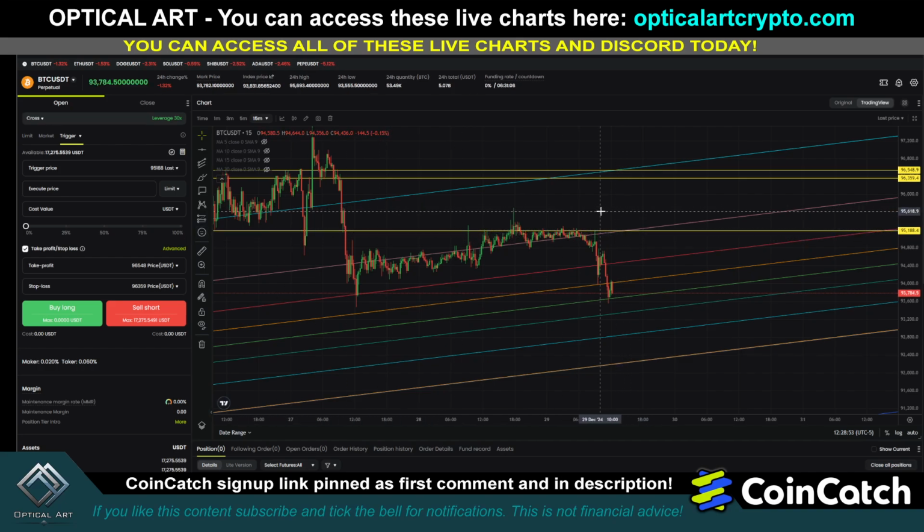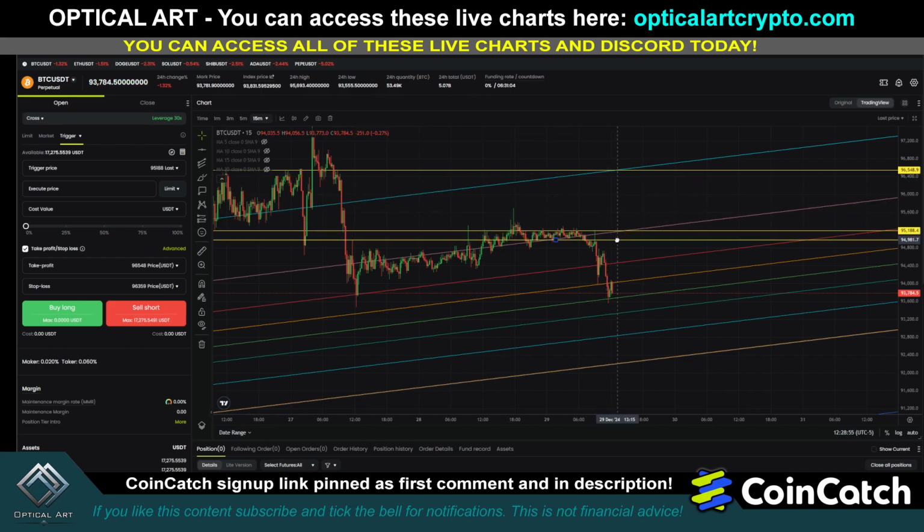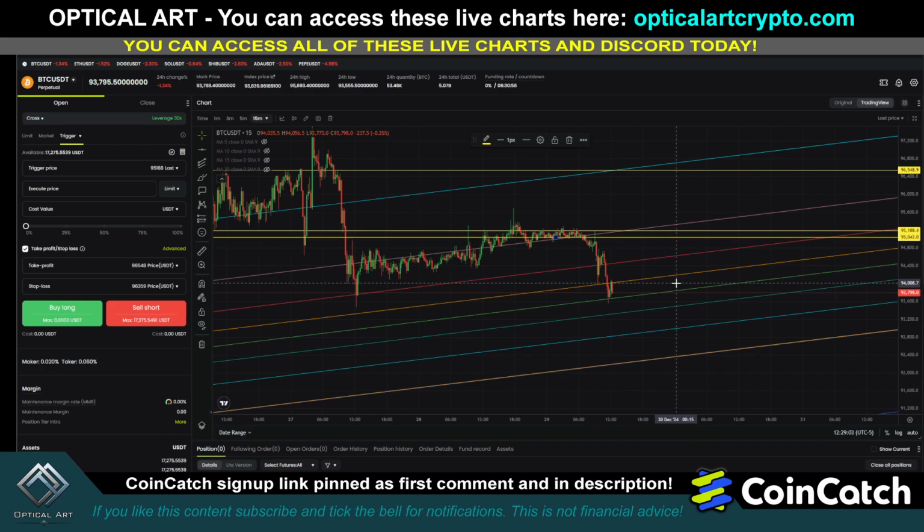And what I want to do is set my stop loss. If it pushes above this point, I will be in profit. If it comes back down to this price right here, I want to get stopped out. So that would be 95,000.